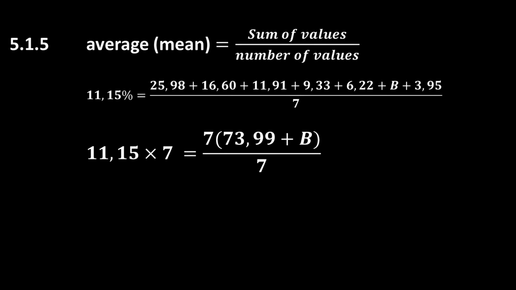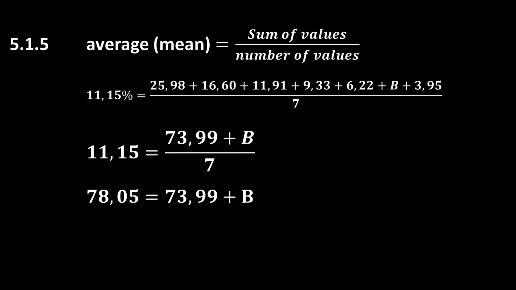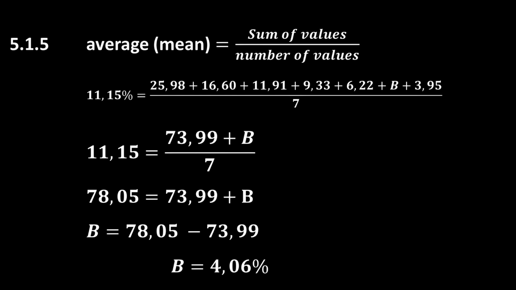Multiplying both sides of this equation by 7 will give us 7 times 11.15 equal to 7 times 73.99 plus b over 7. The left-hand side of this equation simplifies to 78.05 and the right-hand side simplifies to 73.99 plus b, because the 7 in the numerator cancels with the 7 in the denominator. Rearranging this equation such that b is the subject, we get b equal to 78.05 minus 73.99. Simplifying gives us b equal to 4.06%.